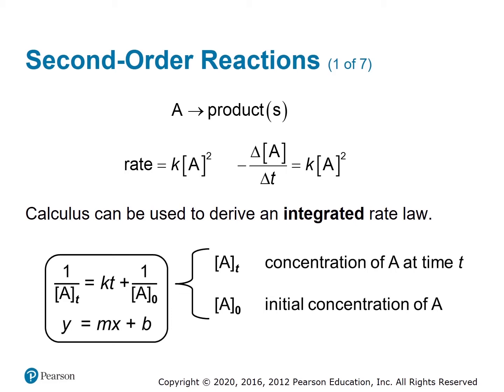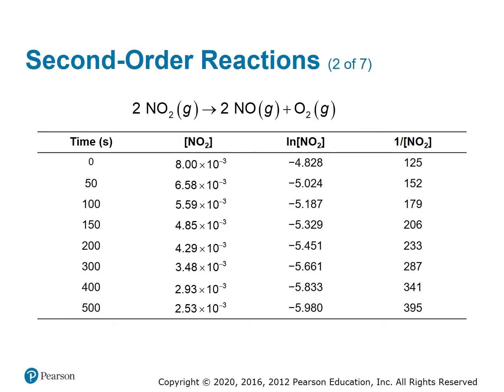Once again, through the magic of calculus, we can derive an integrated rate law to relate initial reactant concentration to the concentration at any given point in time. The formula is 1 over A sub t equals k times t plus 1 over the initial concentration A sub 0. To see this in action, let's consider the decomposition reaction of nitrogen dioxide.